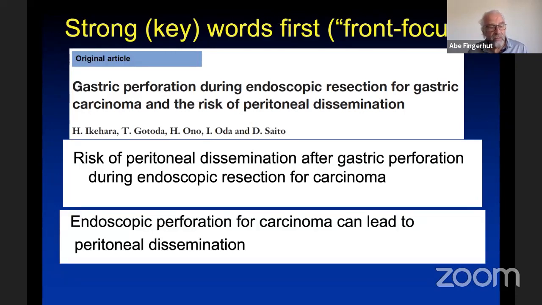I can also concentrate on the fact that it's endoscopic perforation. That's the most important part of my paper. So you see, in the title, we can permute the words in such a way that we emphasize what we want to say, the strong words, front focus.